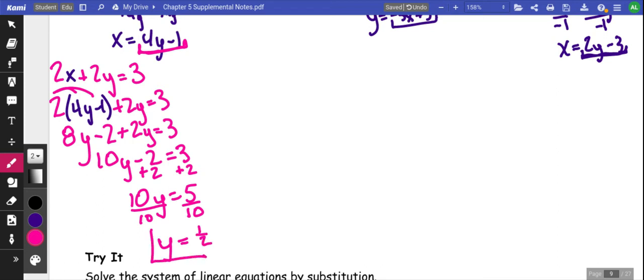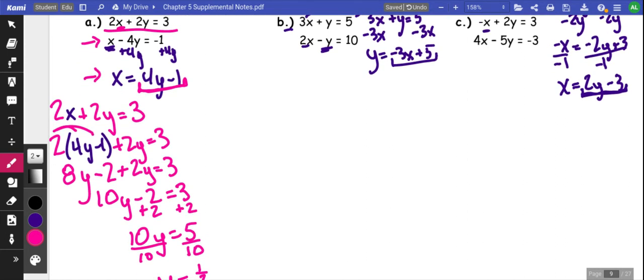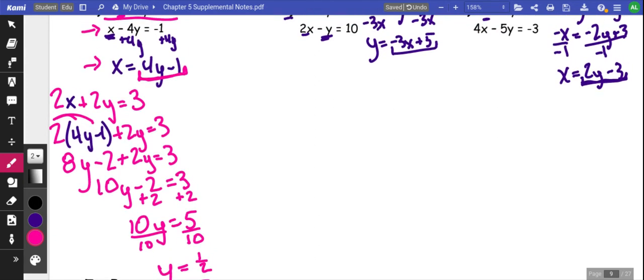Okay, oh, and I almost did the mistake I always tell you not to do. You're not done. You're halfway there. Y is half of your answer. You also have to find your x. So you have to go back. Usually this version of that equation is easiest because you can just plug it in and see right there what the number is. So I'm going to plug it into x equals 4y minus 1.